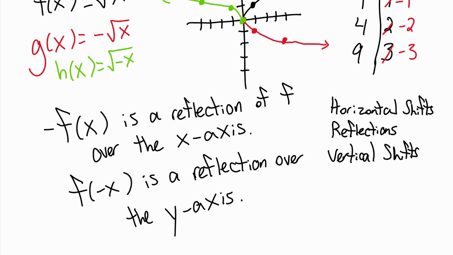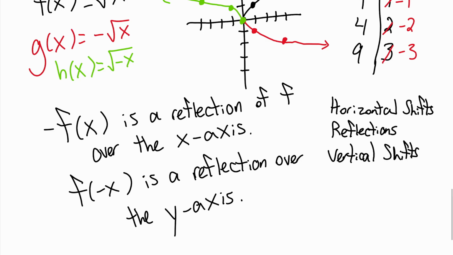Okay, so independently, when you just have horizontal and vertical shifts, there's no need to pay attention to the order. But when you start adding reflections in, then you do have to pay attention to the order, because otherwise you're going to end up with different answers.